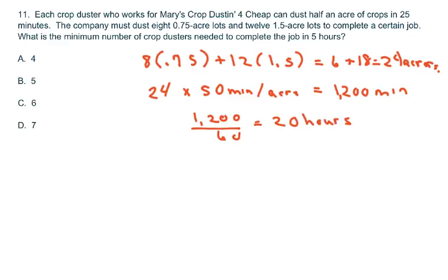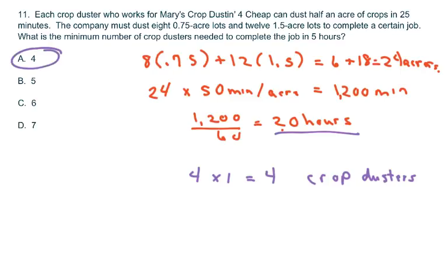However, the job needs to be completed in 5 hours, which is 1/4 of this. So we have 20, and it has to be done in 1/4 of that. So to get the job done in only 1/4 of the time, we need to use 4 times 1 equals 4 crop dusters. So Mary needs to use 4 crop dusters, which is A. So it's just kind of using logical thinking here.